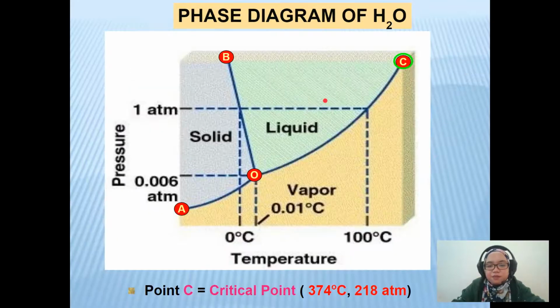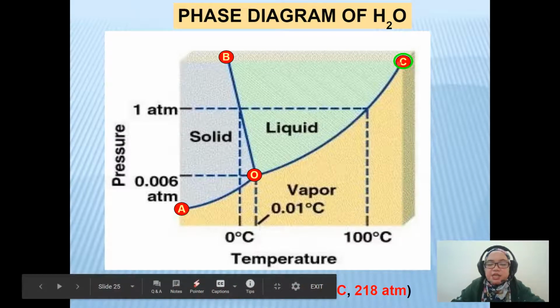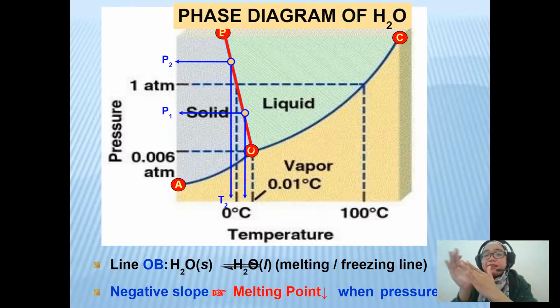Okay. So, point C here is the critical point. The critical point of water is at 374 degrees Celsius and 218 atm. Okay. So, if we look at the OB line here, this one is the melting and freezing point line. Dekat sini lah adanya melting and freezing point. So, if we look tadi, kalau tadi carbon dioxide, dia positive slope. So, with a positive slope, as pressure increases, the melting point increases. Okay, itu untuk carbon dioxide, normal phase diagram.